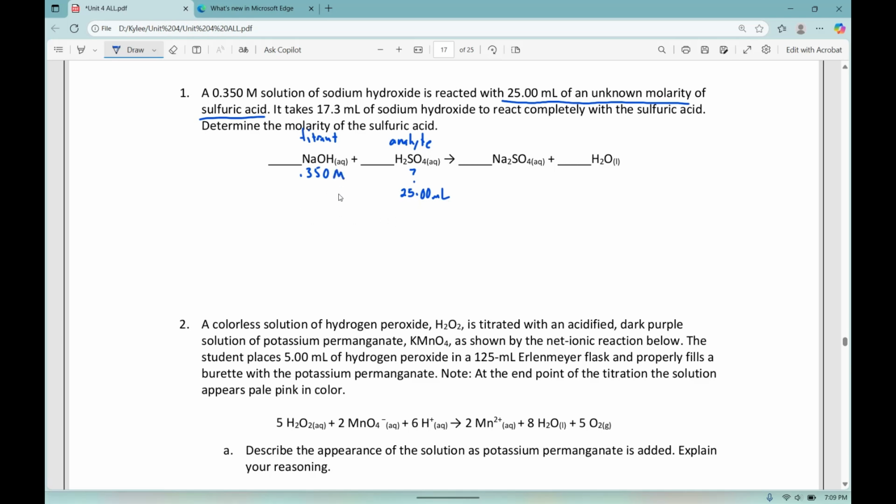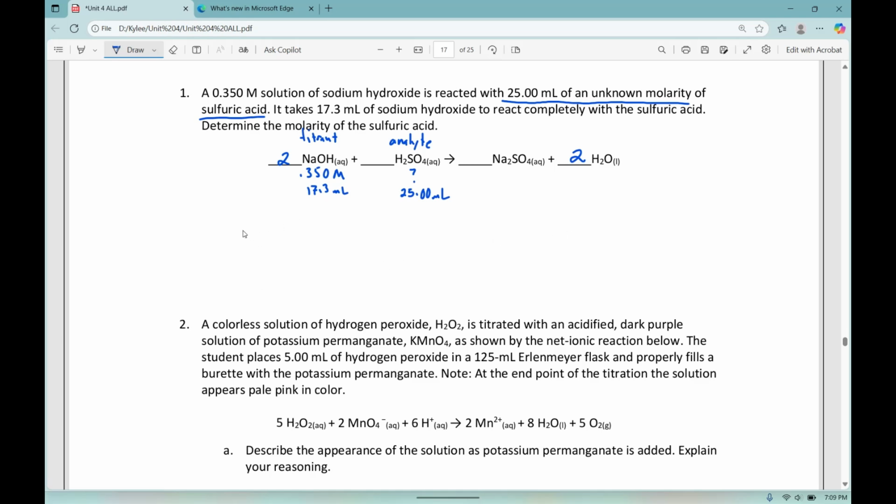We know the molarity of our titrant, and it says it took exactly 17.3 milliliters to get to the equivalence point. Before I do anything, I'm going to make sure that my equation is balanced. And presently, I notice that I have 2 sodiums on the right. I need 2 on the left. That's going to give me 2 hydroxides. So I am going to need a 2 here in front of water. That's going to become important in a second when we do our mole ratio.